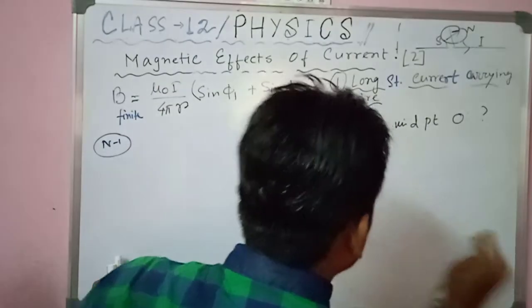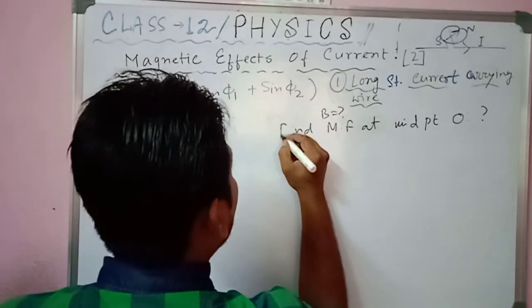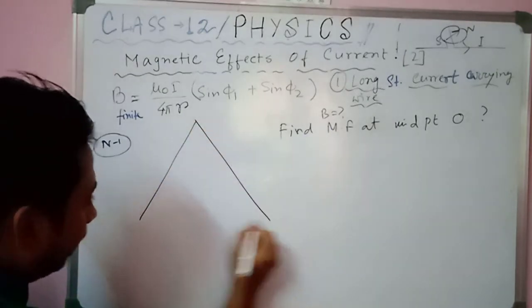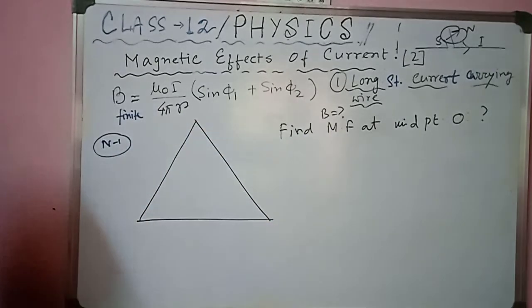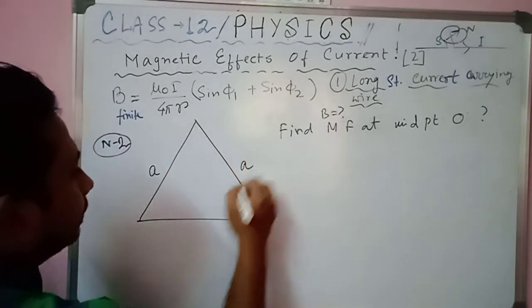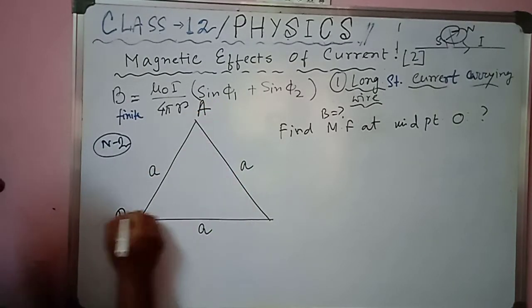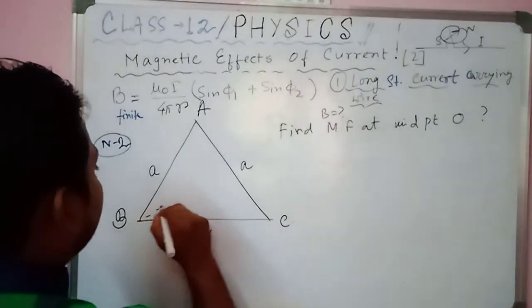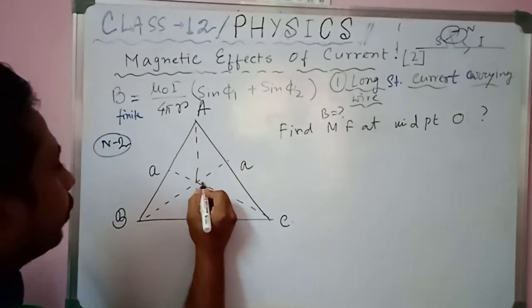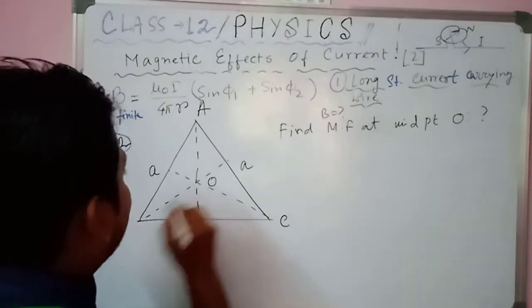Then you have to again find out the magnetic field at point O, but this time I have taken a triangle. Don't wrap the question. This is numerical number 2, a triangle of the same side, an equilateral triangle ABC. Again you have to find the magnetic field at the midpoint O, the centroid.